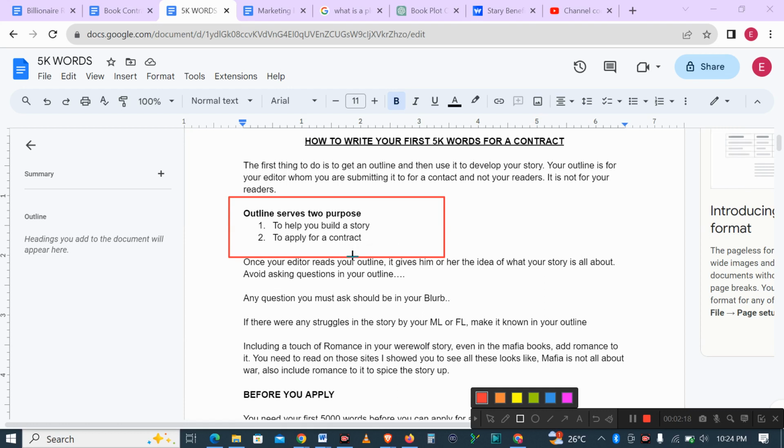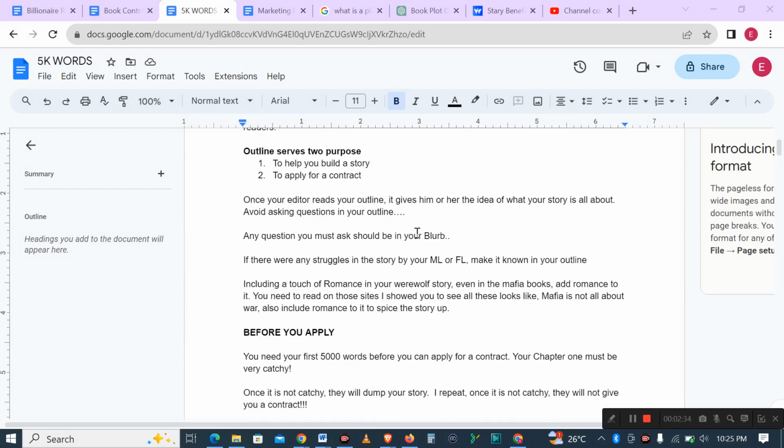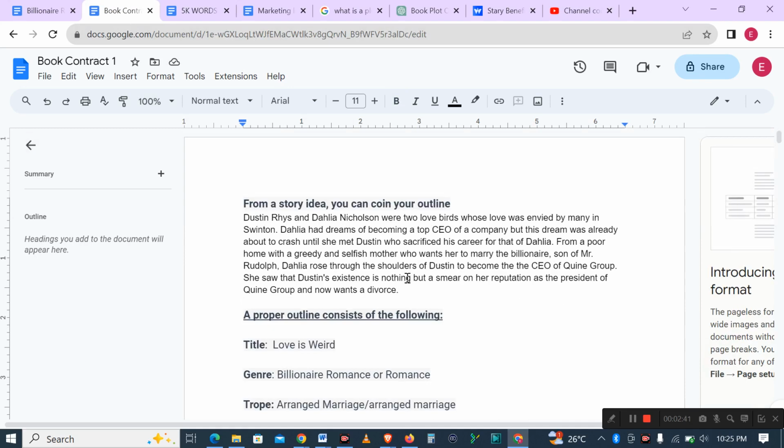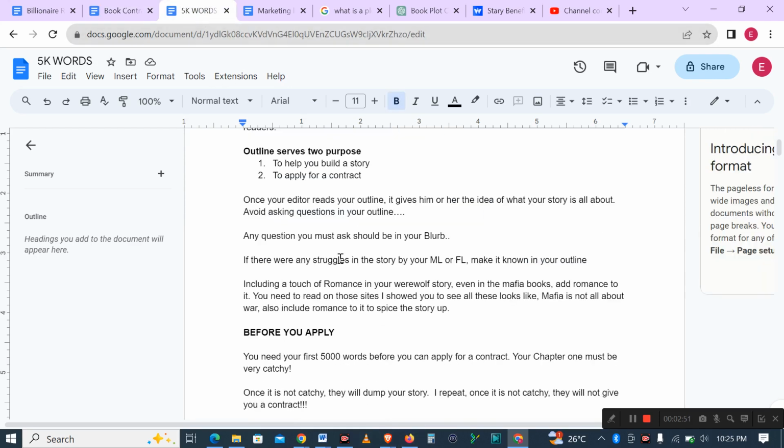Once your editor reads your outline, it gives him or her the idea of what your story is all about. So you need to avoid asking unnecessary questions in your outlines. Any question you must ask should be in your blurb. You understand? It should be in your blurb. Hold on guys, it should be in your blurb. That is your description, synopsis, overview. Any question you should ask should be in the blurb and not in the outline you're drafting. Am I communicating? All right.